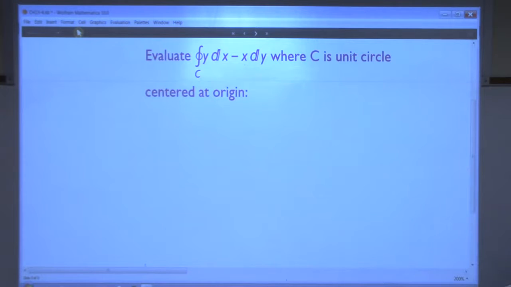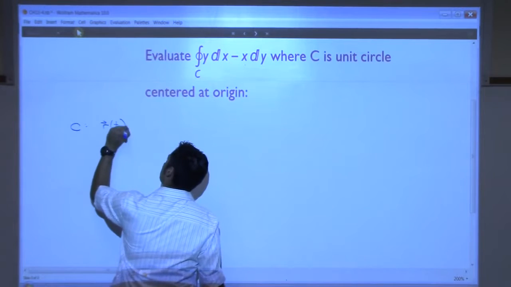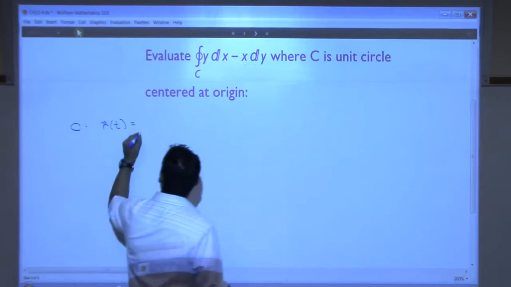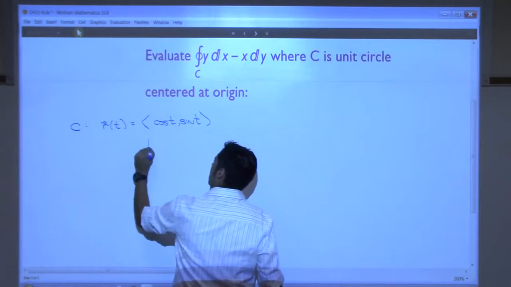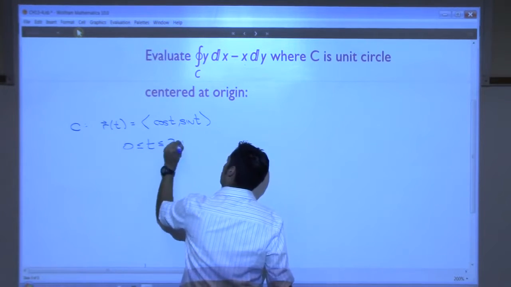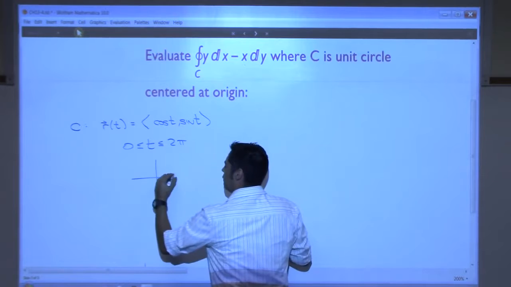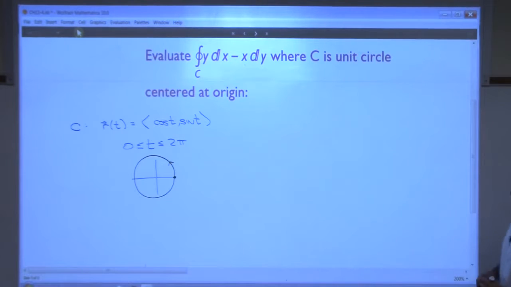I need to come up with the parametric representation of C. Right? So what is the parametric representation of C? It's the unit circle centered at the origin. Cosine t, sine t. T is going to vary between 0 and 2 pi, right? That's going to draw me the unit circle centered at the origin with positive orientation, right?